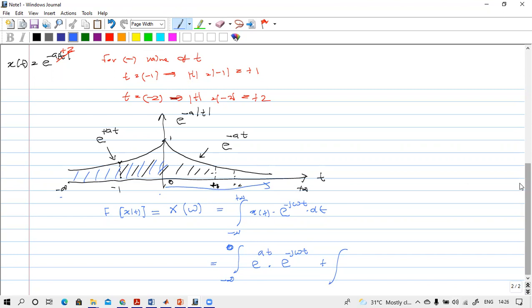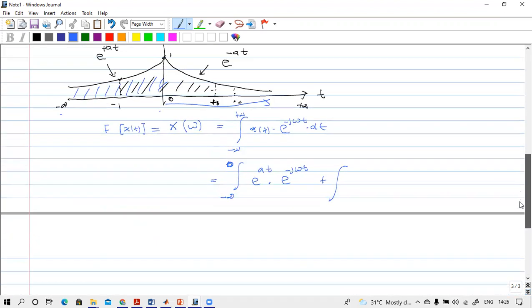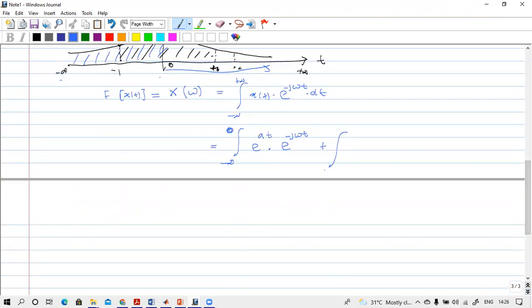So you can see that this signal is not periodic. The signal is not repeating. So this is an aperiodic signal, so we can find the Fourier transform. So we have, from 0 to plus infinity, x(t) is e to the power minus at, e to the power minus j omega t dt. So this integration we have to do.